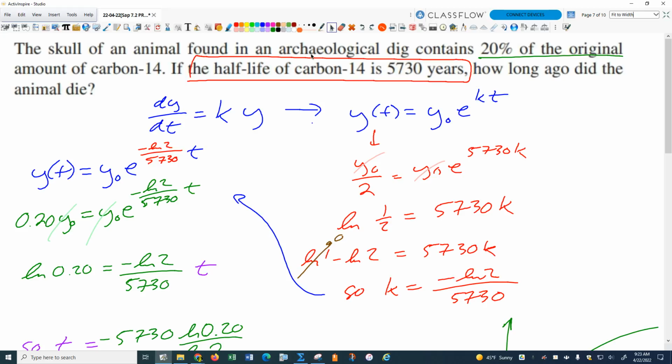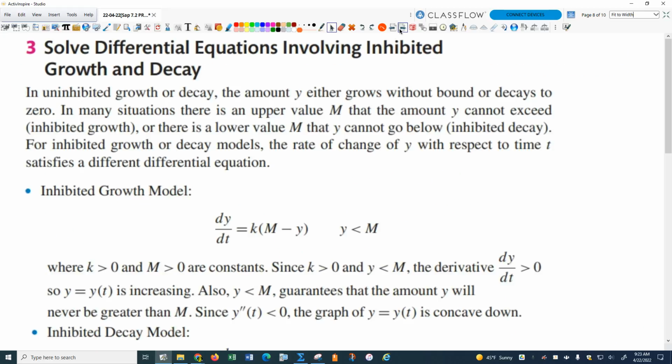Okay, last issue. When are we out of here? Okay, well, we're probably not going to get this one. We'll look at this one next time, but this will get you going. The inhibited growth model is the last one, and it's not a big deal.